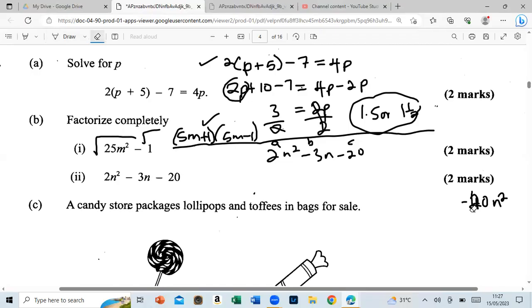We list all the factors of 40 and then we see which of the factors can give you negative 3n. So the factors of 40 are 1 times 40. You don't have to list out all of them, guys, but you necessarily can.